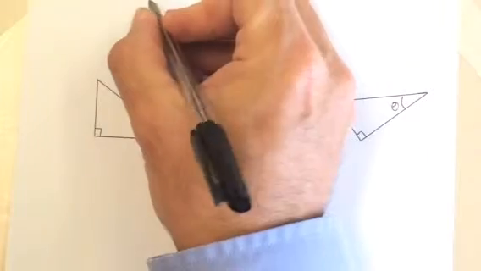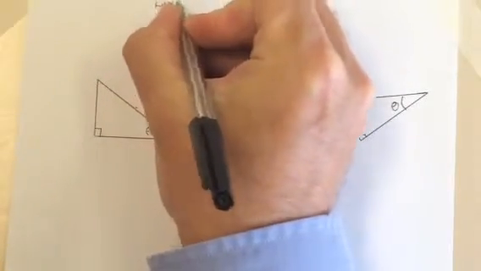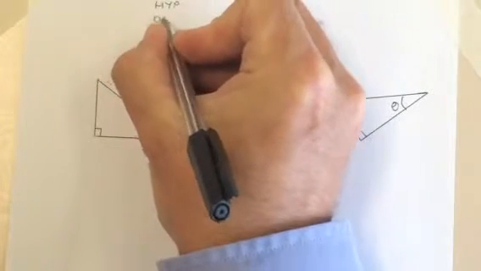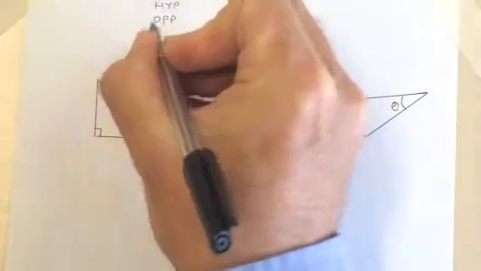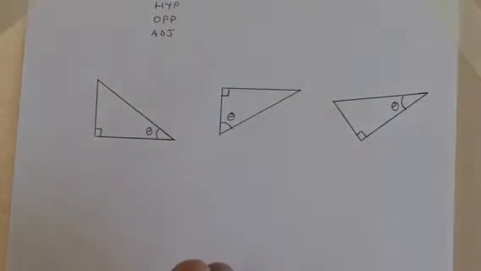Now, the three sides of a right-angled triangle are the hypotenuse, which we label hyp, the opposite, which we label op, and the adjacent that we label adj. Now, the first side we will label is the hypotenuse.